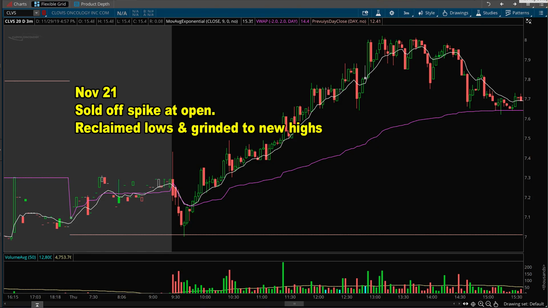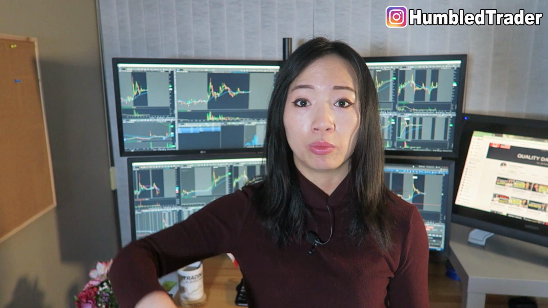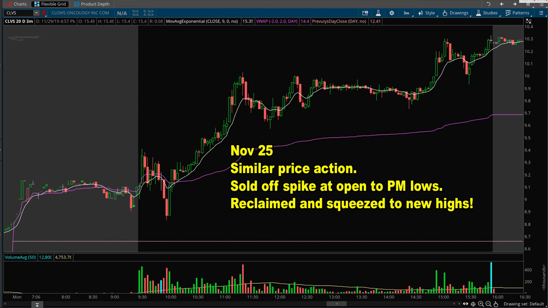Now looking at the past behavior and the intraday price action on CLVS, you can see that this stock likes to push early in the morning and then quickly pull back. Sometimes it'll even sell off and go red on the day first before consolidating and volume coming back in for it to go red to green and to rip even higher on a breakout.